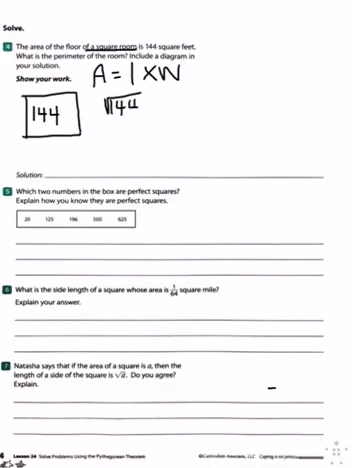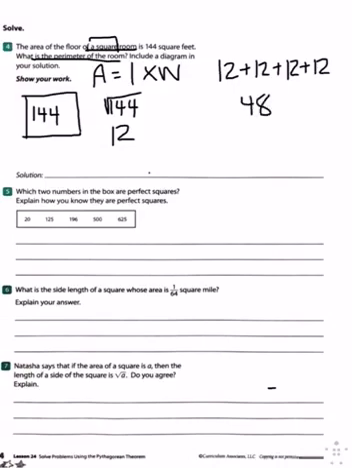We take the square root because it is a square room. The square root of 144 is 12. 12 is the length and the width. So for perimeter, we have to add up all the sides. So we're going to add up 12 plus 12 plus 12 plus 12, and we would get 48. The perimeter is 48 feet.